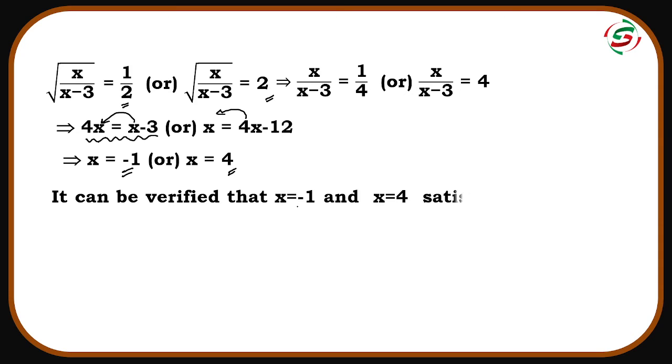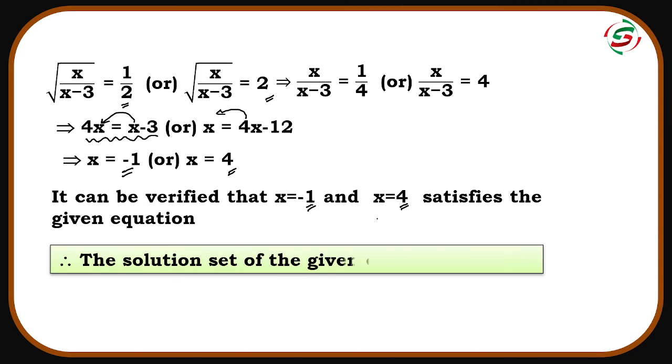Clear? So it can be verified that x equal to minus 1 and x equal to 4 satisfy the given equation. Hence the solution set of the given equation is minus 1 comma 4. You can check with minus 1 comma 4, the equation is satisfied. These are very interesting problems. If you first understand the concept, then it is going to be really very easy.